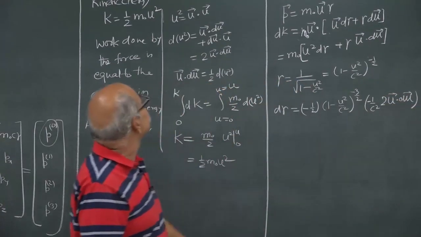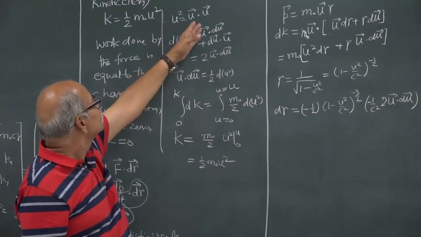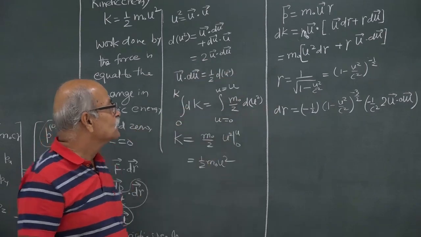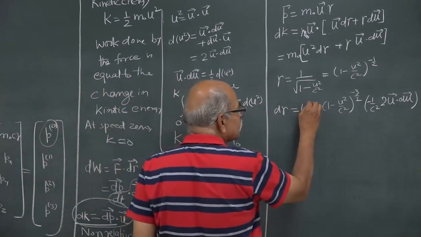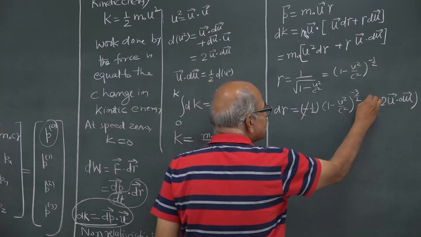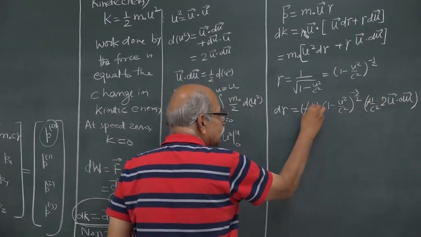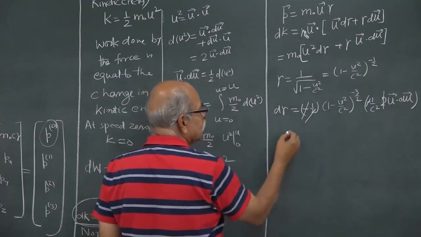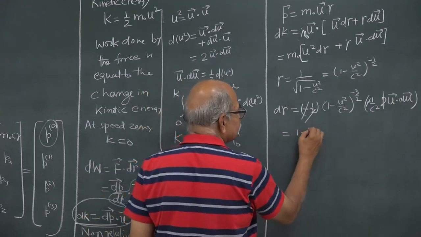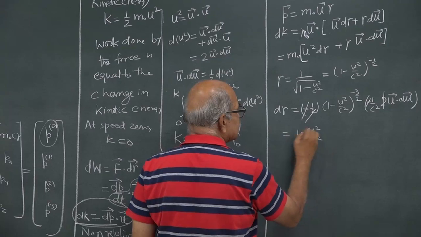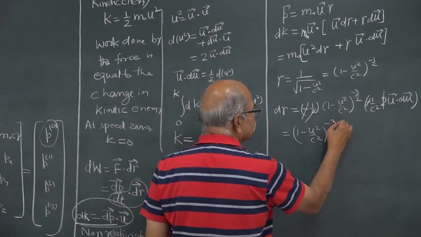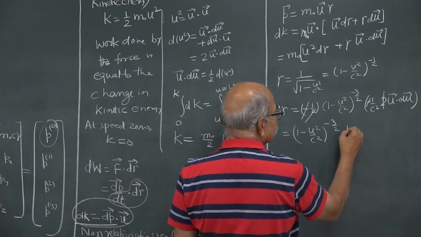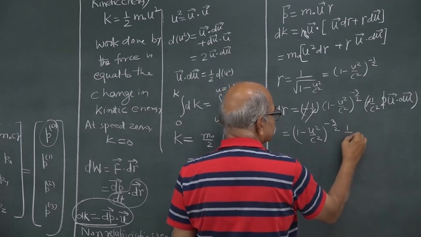We have already done here u square. When you differentiate u square, you get 2 times u dot du. So this minus will cancel out with this minus, this 2 in the denominator will cancel out with this 2 in the numerator, and you are left with (1 minus u square by c square) power minus 3 by 2, and then you have this 1 by c square and u dot du.